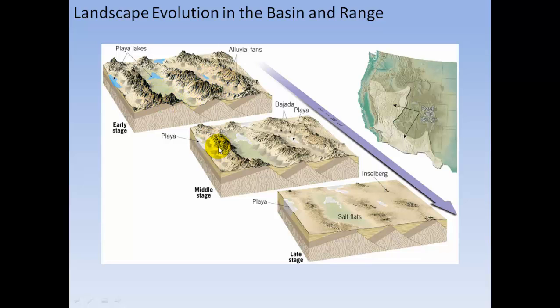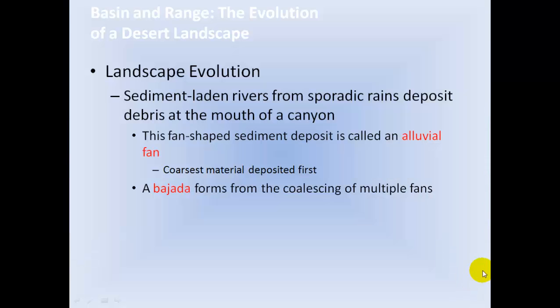Okay, and then here we have more erosion. Our alluvial fans are going to start to coalesce to form bajadas. And then our playa lakes may evaporate away, leaving playas as salt flats. And then eventually the mountains are worn away, and little remnants of the original mountains are called inselbergs.